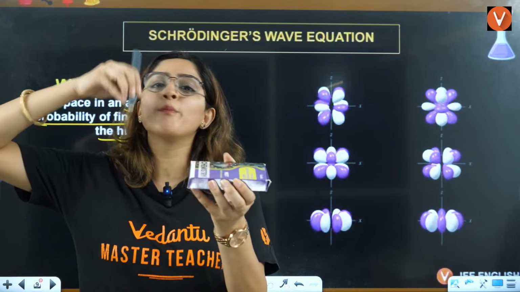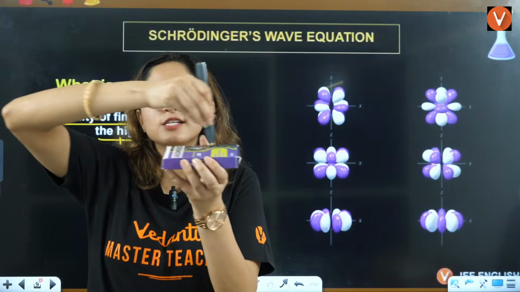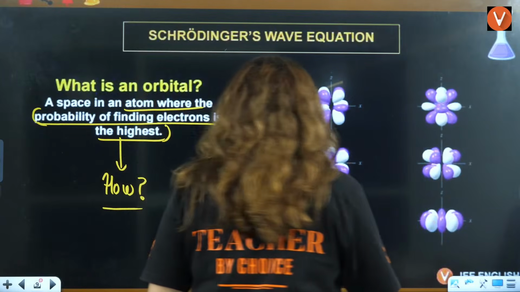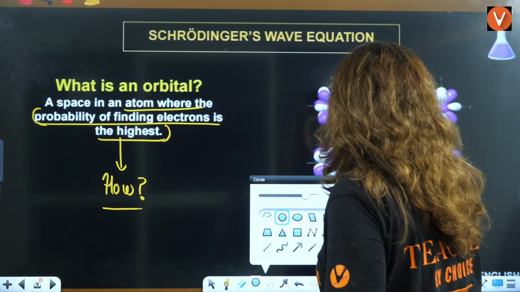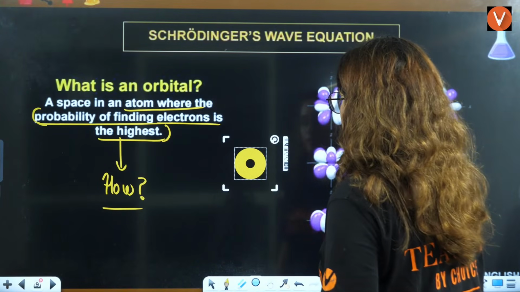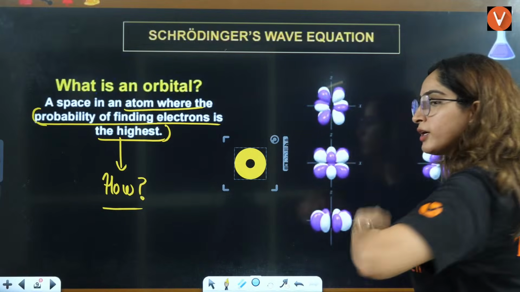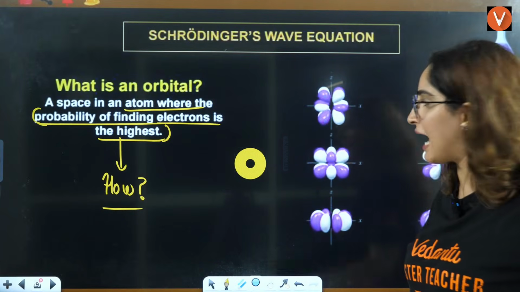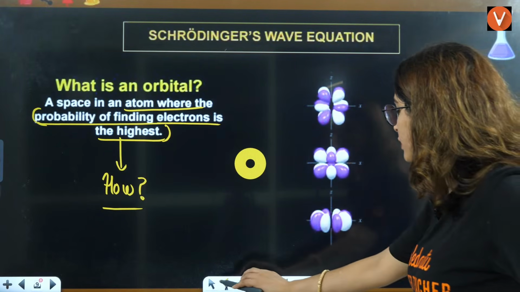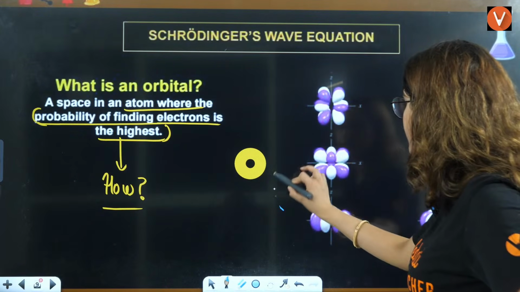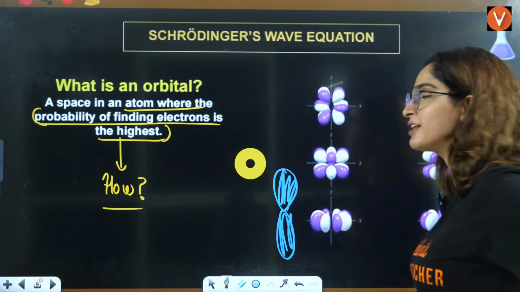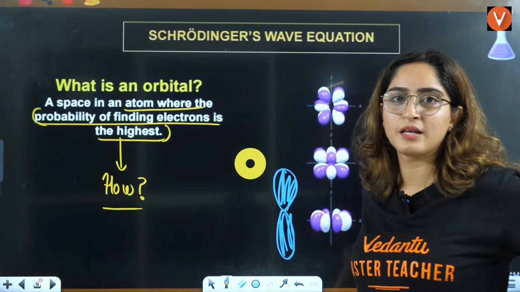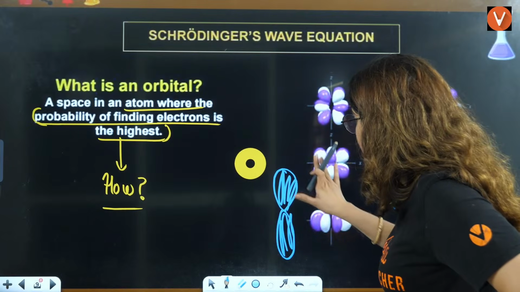I'm saying if the probability of finding the electron is highest in this particular sphere, in this area, you will say, ma'am, who told us that the probability of finding the electron is highest here? I say the probability is highest in this area and in this area. Who told us this?